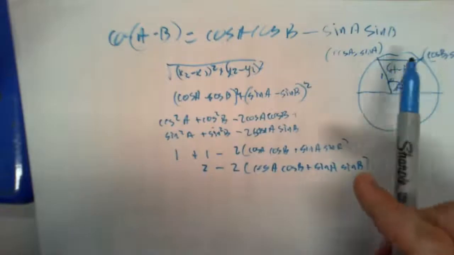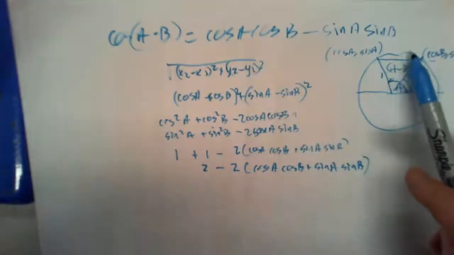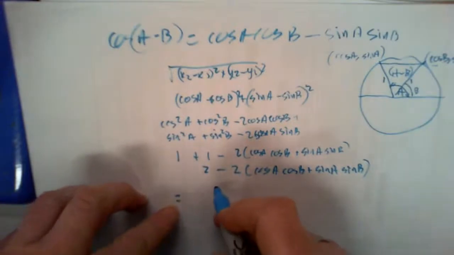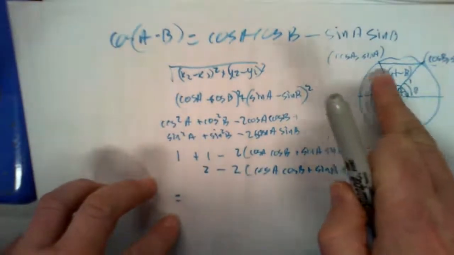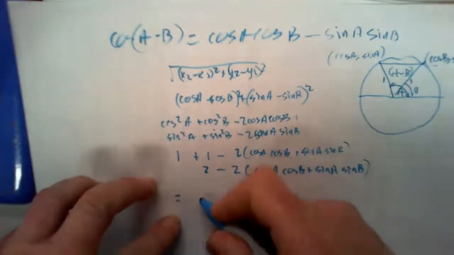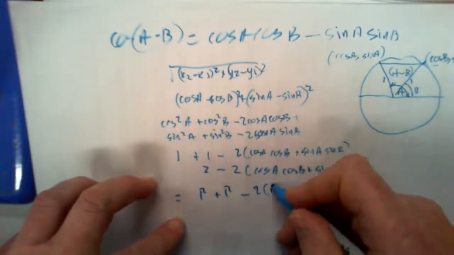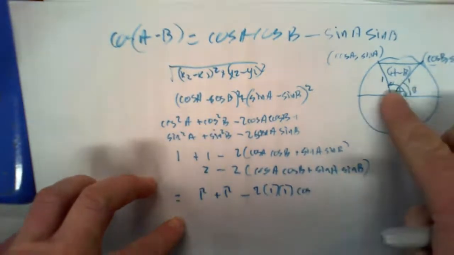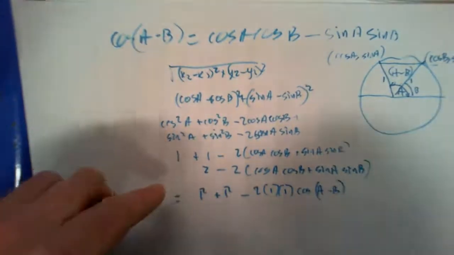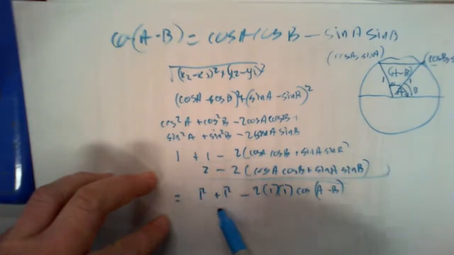Now, is there another way of finding that length? We've used the square root of that formula. The other way of finding that length is using the cosine rule. The cosine rule says that the length squared is equal to that squared plus that squared minus twice that by that by the cos of the angle in between. So it's 1 squared plus 1 squared minus 2 times 1 times 1 times the cos of the angle in between, which is A minus B. So this length and this length must be the same.